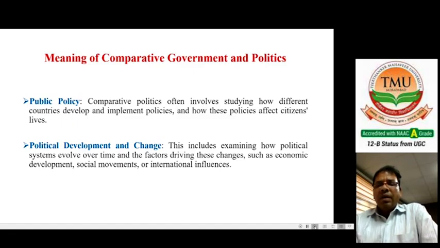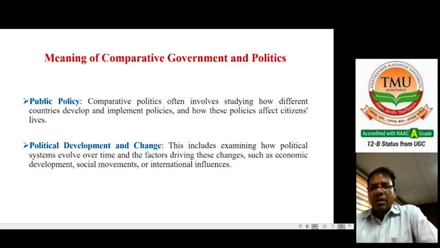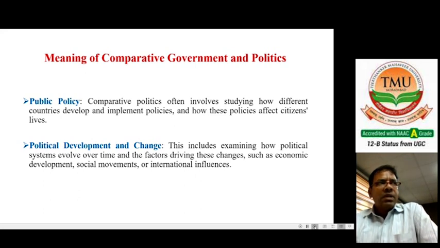Now come to political development and change. When we're talking about political development, this includes examining how political systems evolve over time and the factors driving these changes, such as economic development, social movements and international influences. When we're talking about political development, that means political institutions become more mature. Their behavior must be impartial. These institutions do not favor particular persons or particular institutions. So they can deliver substantial results.